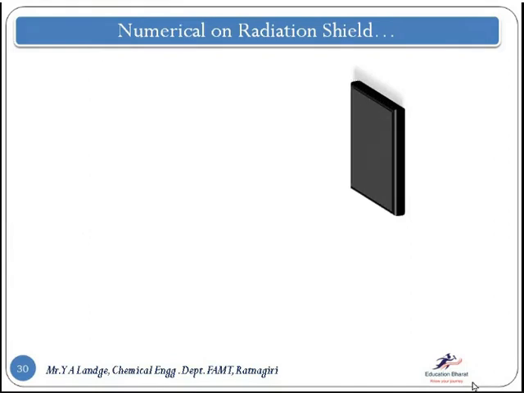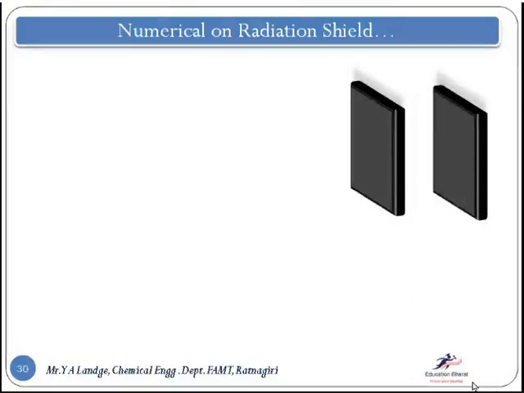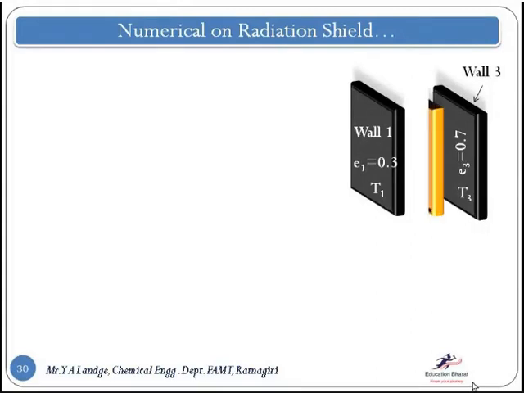Now the second condition. Let's consider this is wall 1 and this is wall 3. The emissivity E1 is 0.3 as it is, with temperature T1, and E3 is 0.7 with temperature T3. But now there is an aluminum shield introduced in between, which has good reflectivity, being shiny. For that, the emissivity is given as 0.05. E2 is the emissivity of the second plane which we introduced. So the plane is introduced in between the two walls.